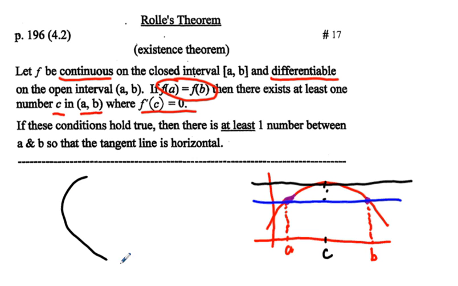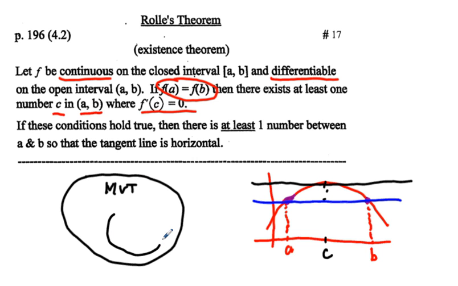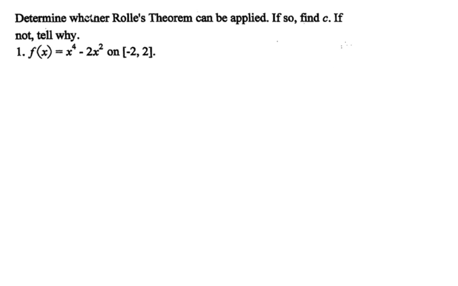So really, if we have a Venn diagram, the mean value theorem will apply to all of these, and within the Venn diagram we have Rolle's theorem, RT. So all cases of Rolle's theorem are actually part of the universe of the mean value theorem, but of course not all mean value theorem situations are Rolle's theorem. So let's go on to problem 1. Determine whether Rolle's theorem can be applied. If so, find C. If not, tell why. Well, really to do this, we're going to need to find, again, we have A and B.